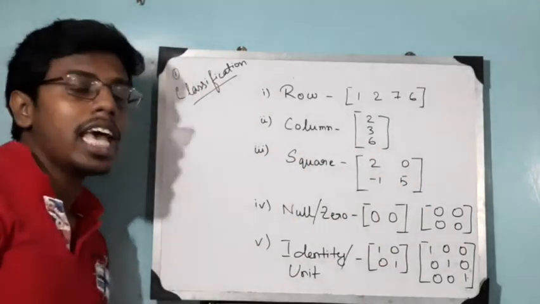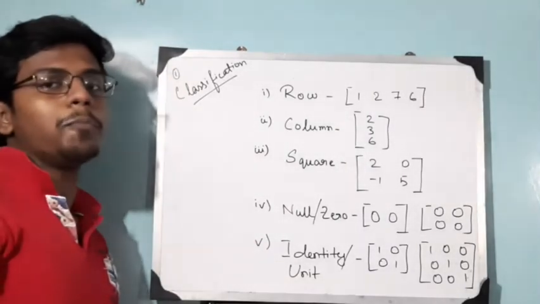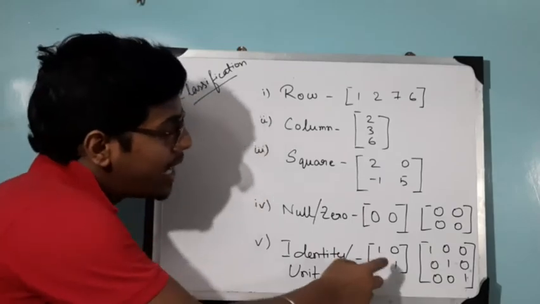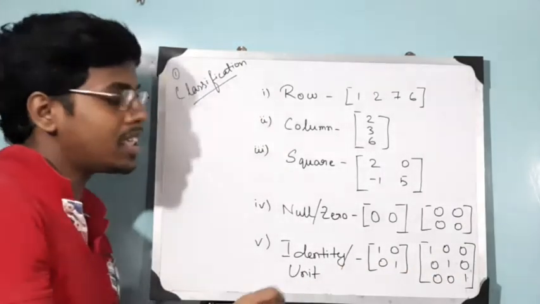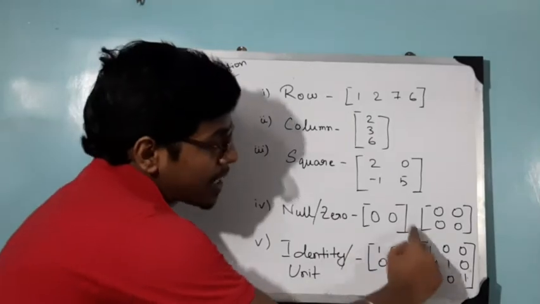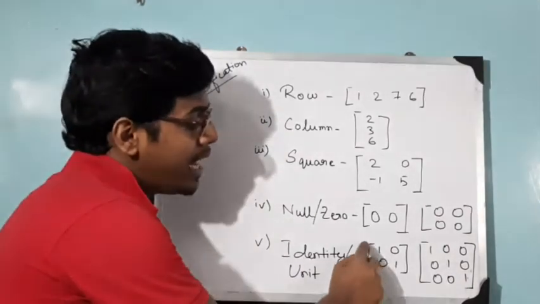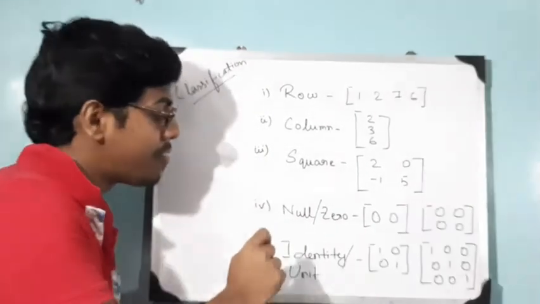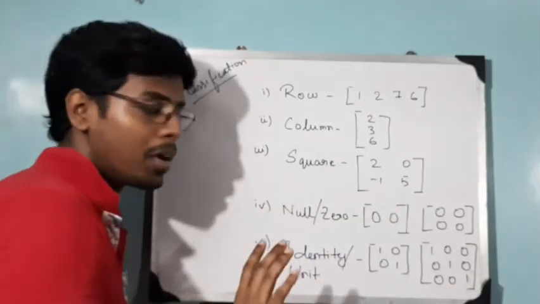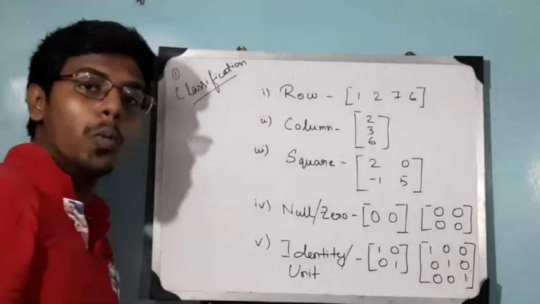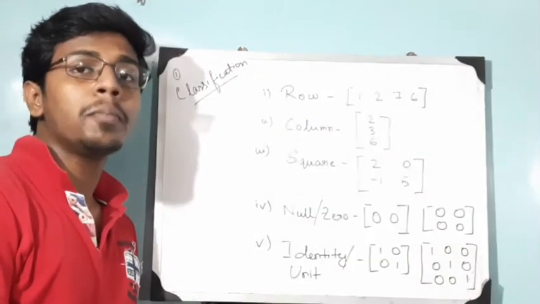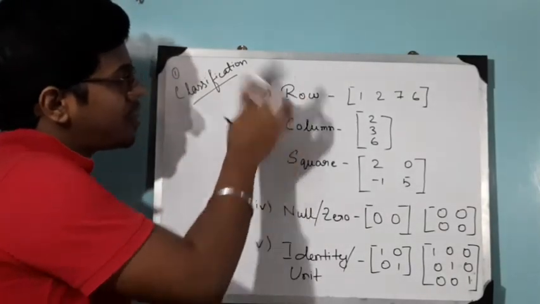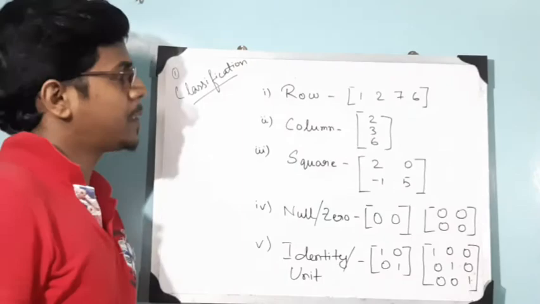Identity or unit matrix is a special type of square matrix. You can see I have written 2 examples. They are all square matrices, but the difference is that the diagonal elements are always 1. When the diagonal elements are always 1 in a matrix, that is called a unit matrix or identity matrix. All others are 0, but the diagonals are always 1. Now we will determine the order of a matrix. So first we will determine the order of these 3 matrices and we will know how to do it.